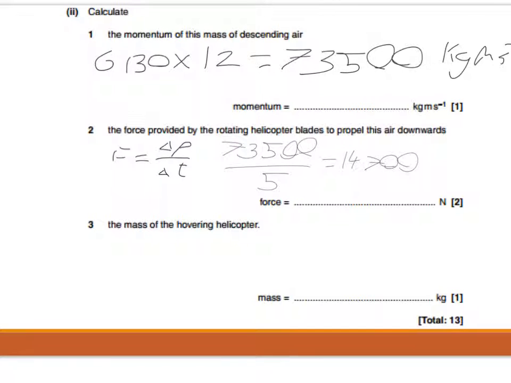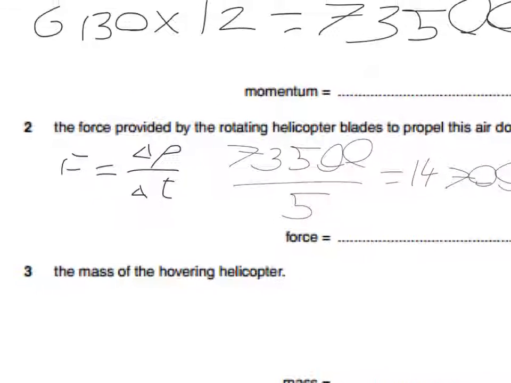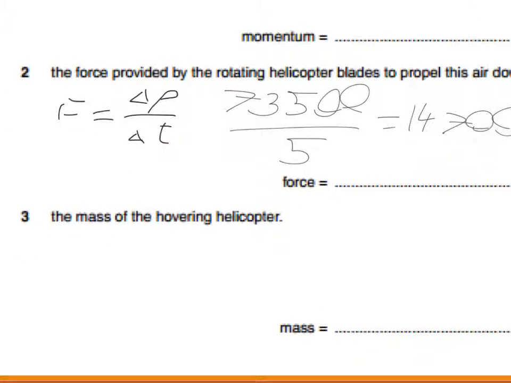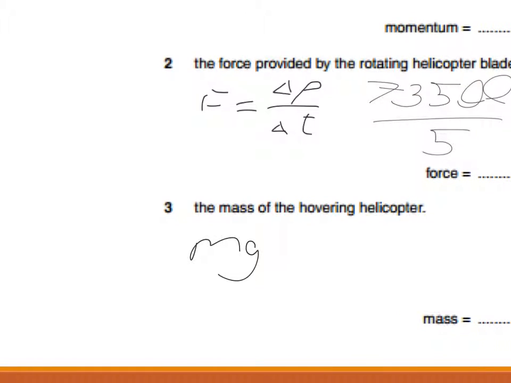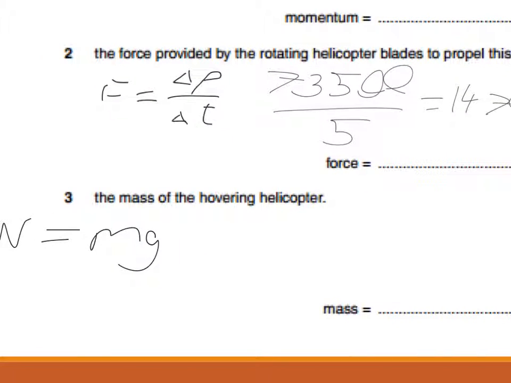Now, the mass of the hovering helicopter. This is using Newton's third law. The force provided by the helicopter on the air, which we worked out here, is the same as the force provided by the air on the helicopter, which is keeping it hovering. Because it's hovering, that's the key word here, its net force is 0, so the force provided by the air on it is equal to its weight. So we can say that its mass times g, which is the weight, W equals mg, from G481, and that is equal to the force it provides on the air, 14,700 newtons.